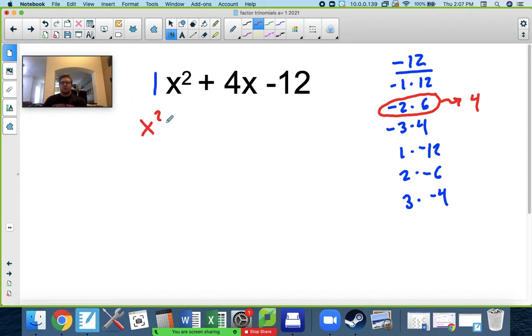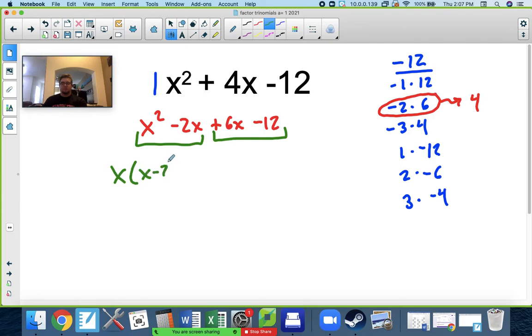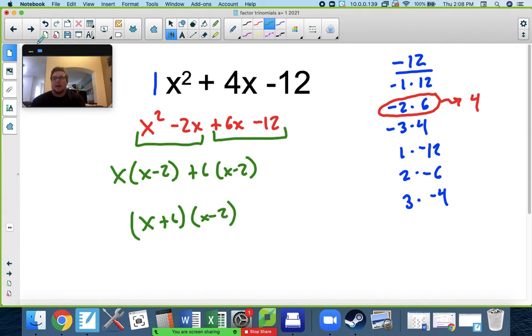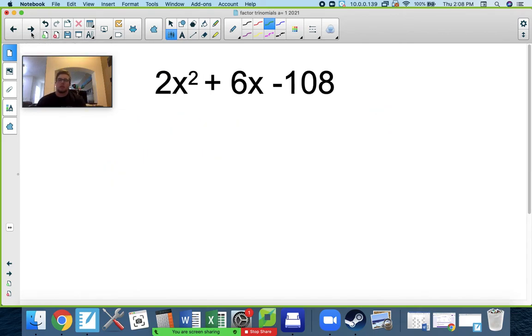So we're going to take x squared minus 2x plus 6x minus 12. Again, these could be flip-flopped, and we still get the same answer. Factor our first two terms. Take a 6 from the second two terms. And we have x plus 6, x minus 2. Last problem we're going to look at is what happens if they have not a 1 in front.